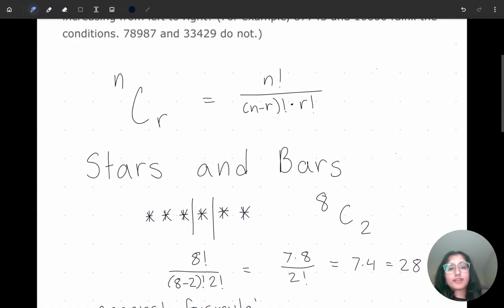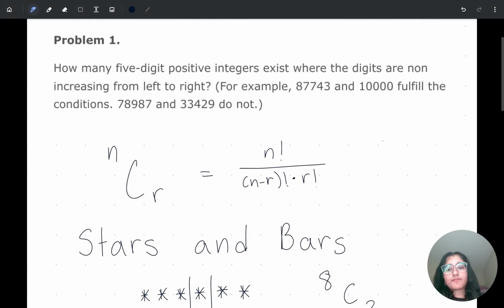My name is Shreya, and today I'll be going over this problem. How many 5-digit positive integers exist where the digits are non-increasing from left to right?